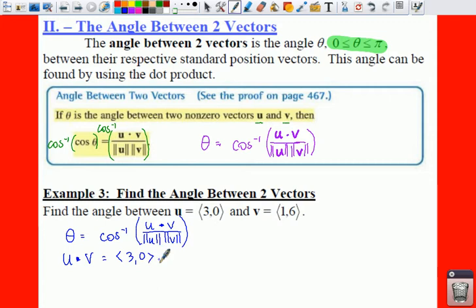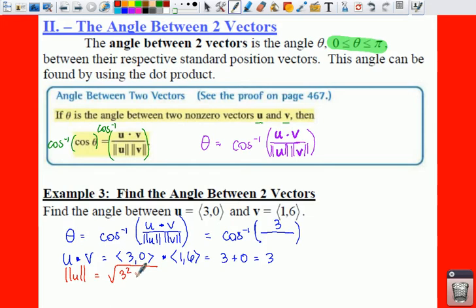So this will be 3, 0 dot 1, 6. So that's going to give us a 3 times a 1, which is 3, plus 0 times 6, which is 0, which is 3. So on top here, we're going to have the arc cosine of 3 over, then we're going to have to find the magnitudes of u and the magnitudes of v. So the magnitude of u is going to be the square root of 3 squared plus 0 squared. So we get 9 plus 0 is 9, which is 3.